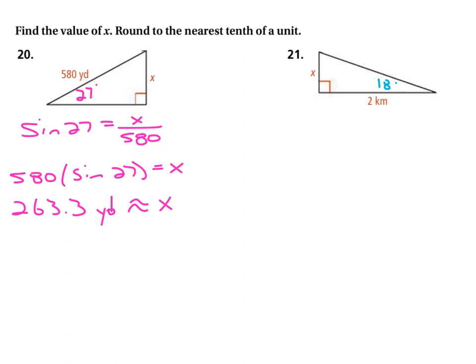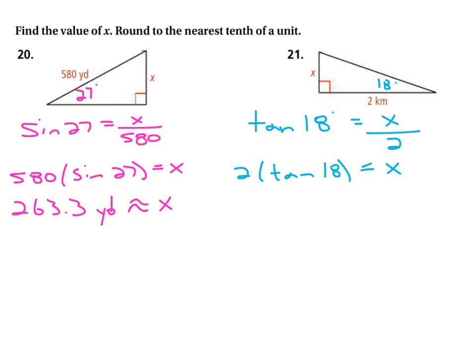Cool. So for number 21 then, for the 18-degree angle, what sides are we dealing with? Well, we're looking for the opposite side. We are given the adjacent side, and opposite and adjacent is tangent. So we're going to say tangent of 18 degrees equals opposite x over adjacent 2. Now multiplying both sides by 2, that cancels it off of the right hand side, giving us just x.